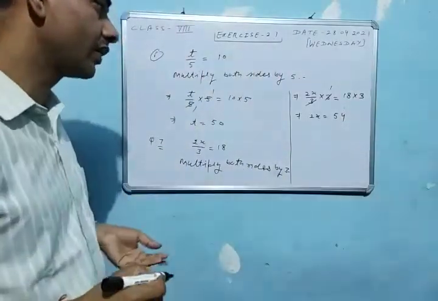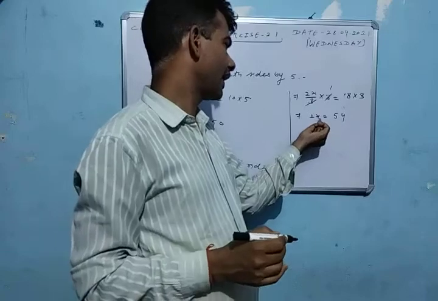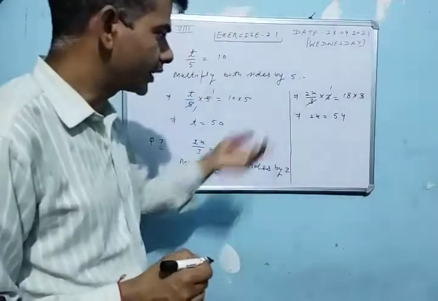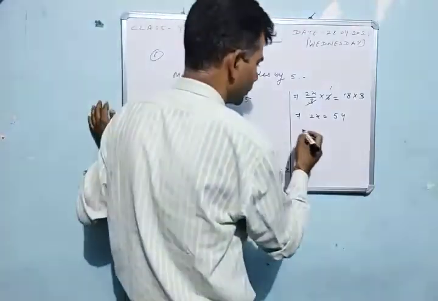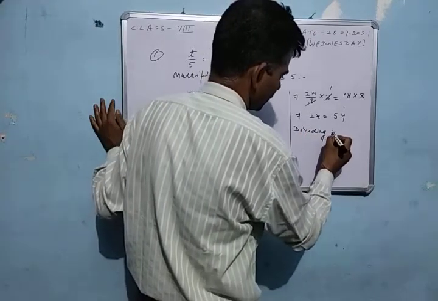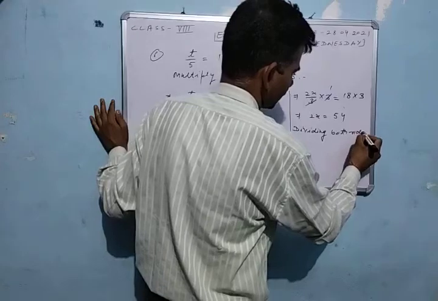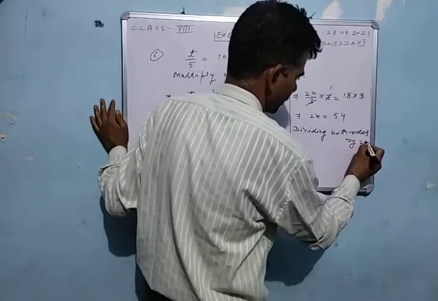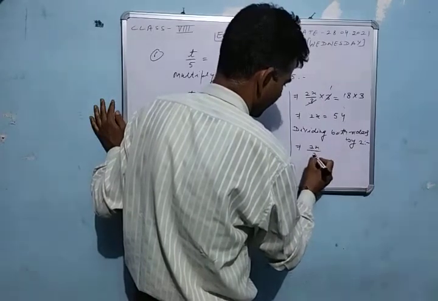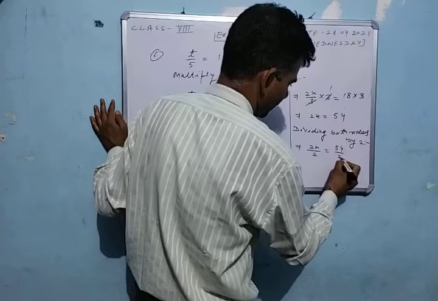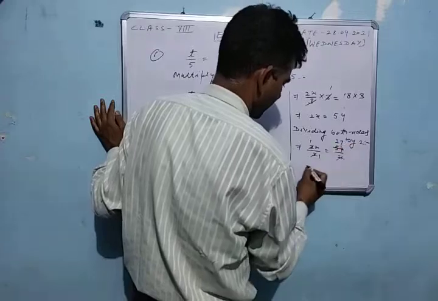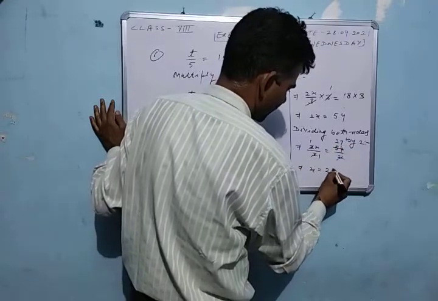Now students, we have to find the value of x, and x is multiplied by 2. To find the value of x, divide both sides by 2. Now 2x divided by 2, and 54 divided by 2. 2 ones are 2, 2 ones are 2, 2 ones are 2, 27. The value of x will be 27.